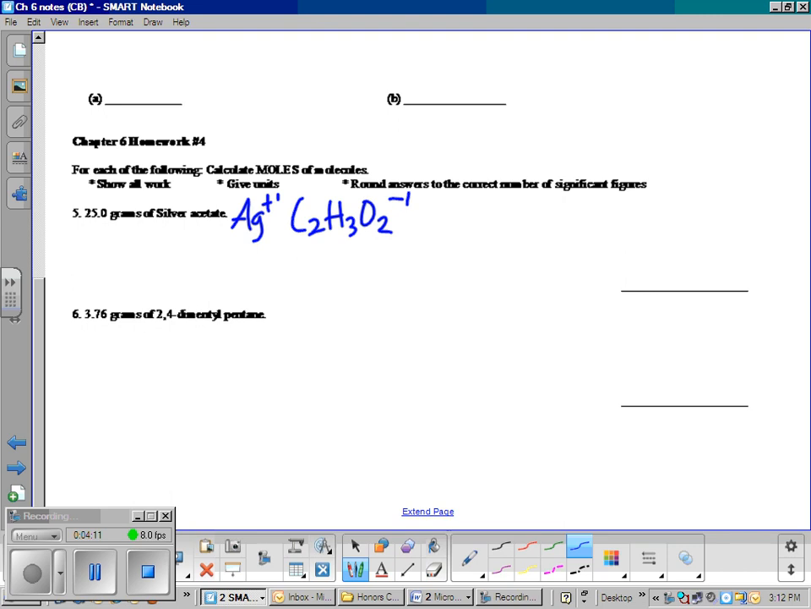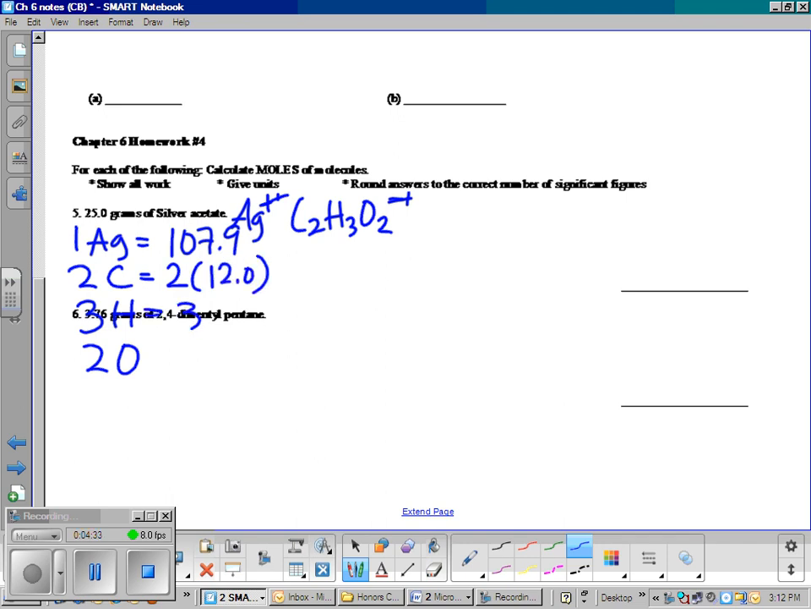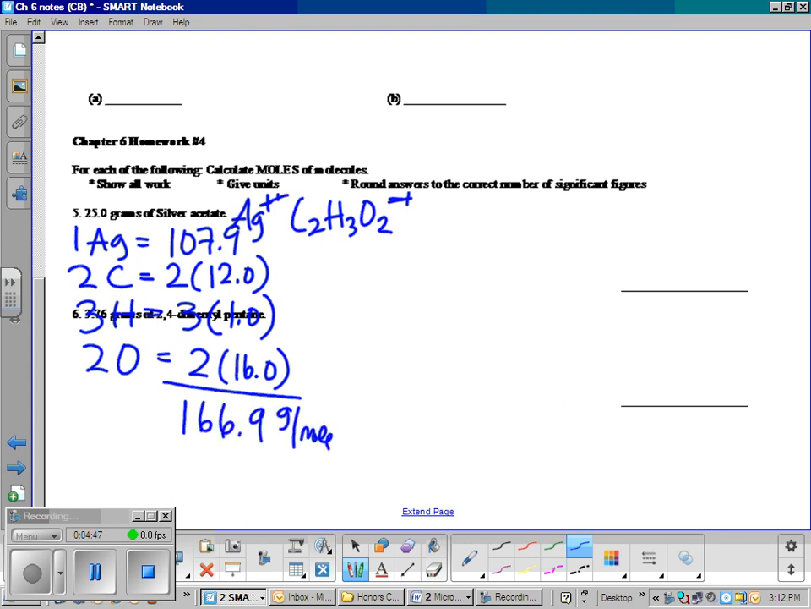So you can see that those charges will just be dropped because they balance out. So I have 1 silver, I have 2 carbon, I have 3 hydrogen, and I have 2 oxygen. And I look up silver on the periodic chart, and it's 107.9, 2 carbon at 12.0, 3 hydrogen at 1.0, and I have 2 oxygen at 16.0. Add that all up, and I get a grand total of 166.9 grams per mole.